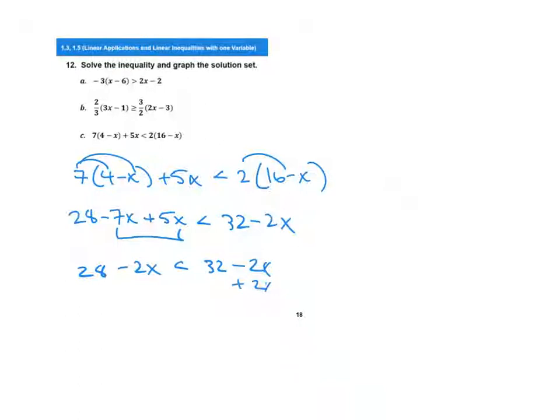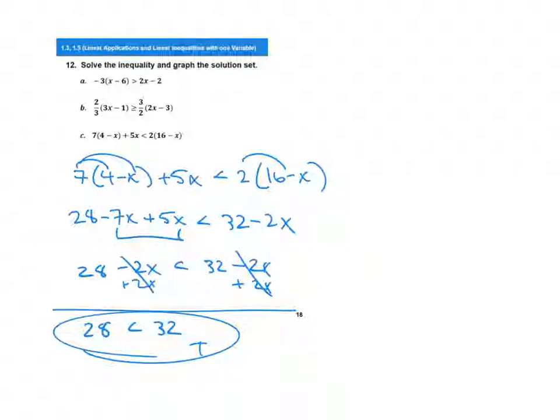And so when I add the 2x, I'm going to get 28 is less than 32, and that is a true statement. So that just means that any number that you decide to substitute in for x will work.